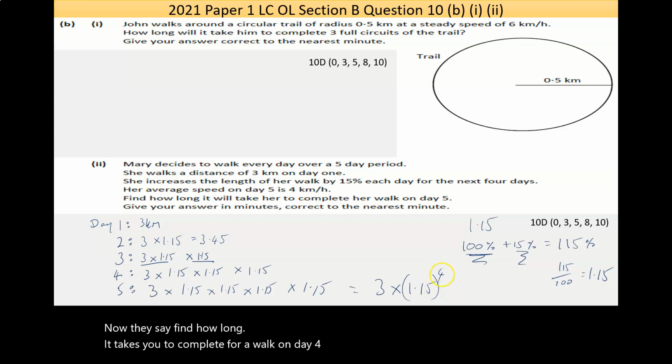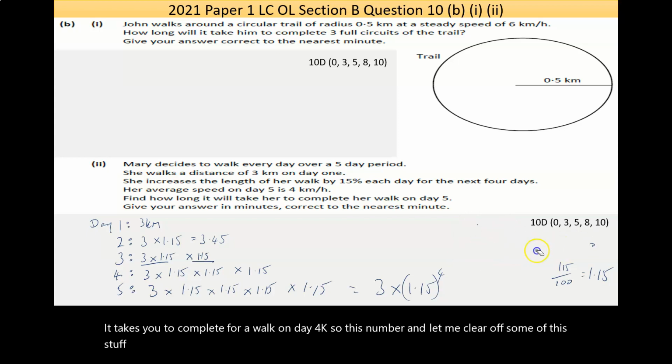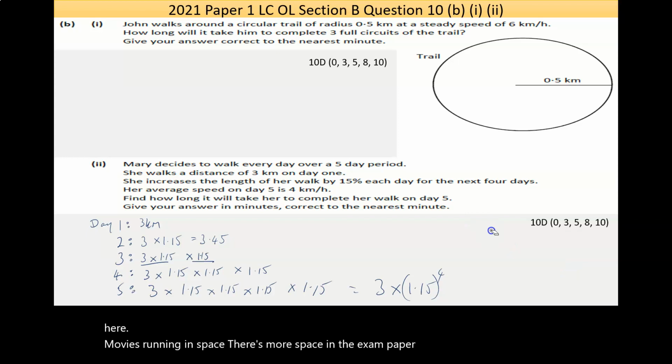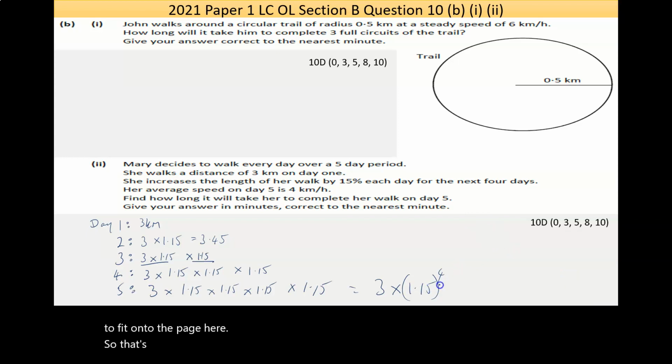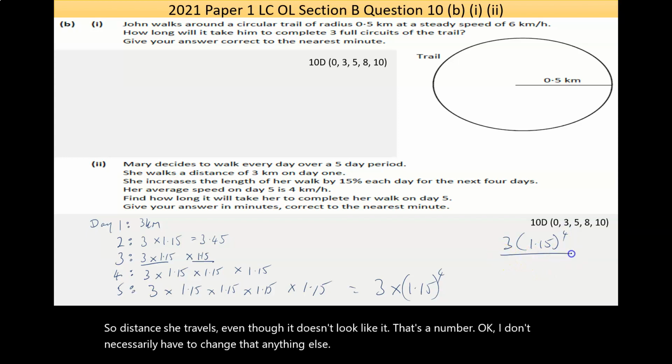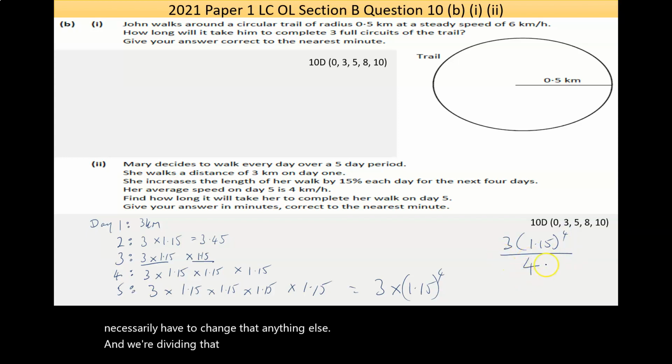Okay, so this number, let me clear off some of the stuff here. I'm always running out of space. There's more space in the exam paper. I've tightened it up to fit onto the page here. So that's the distance she travels, even though it doesn't look like it. That's a number. I don't necessarily have to change that to anything else. And we're dividing that by 4. How many 4s in this number?